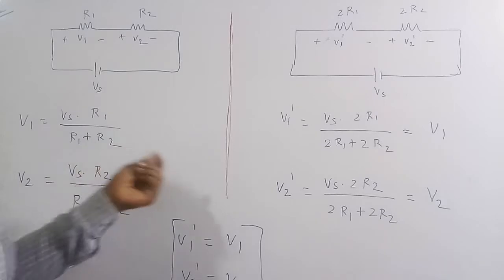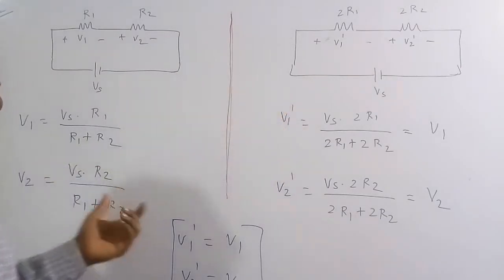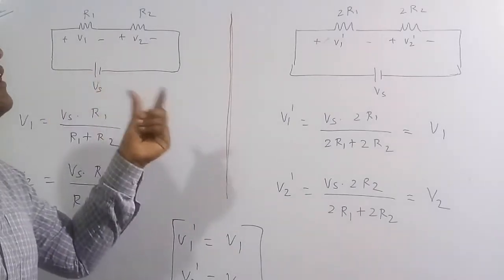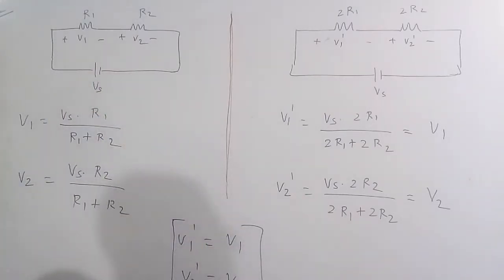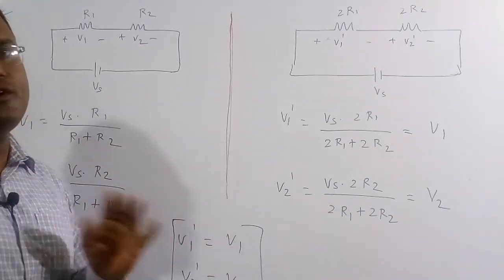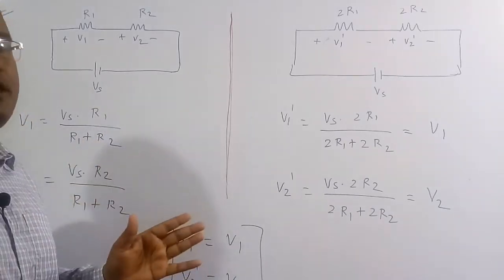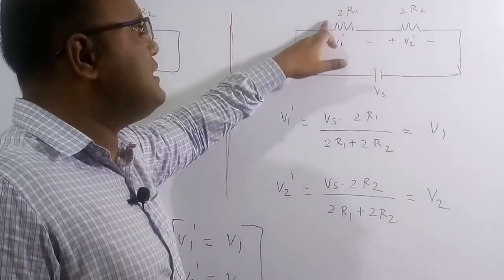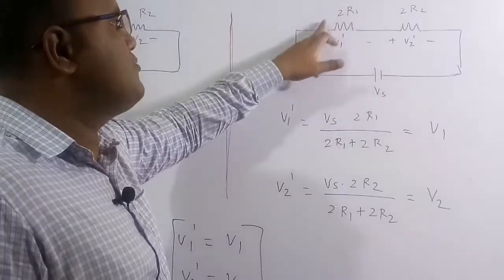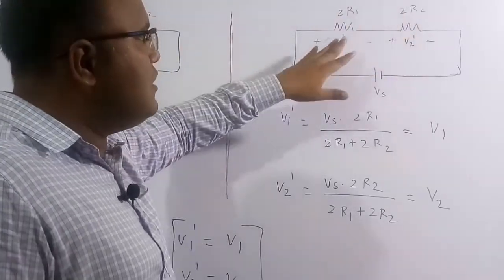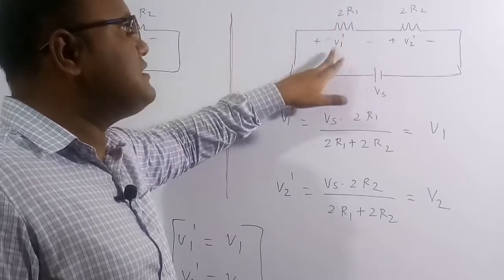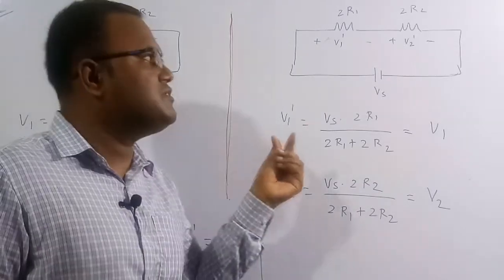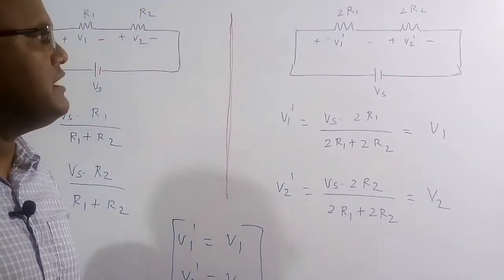Now this is case 1, and in case 2 we are going to change the resistance to double value. Each resistor value we are going to double from its original value, but we are not going to change the supply voltage. The supply voltage remains constant as in the previous case, and only the resistance values are doubled, so it is 2R1 and 2R2. Now the voltage across these new resistances I assume to be V1 dash and V2 dash. I want to find V1 dash and V2 dash with the help of the voltage division principle.